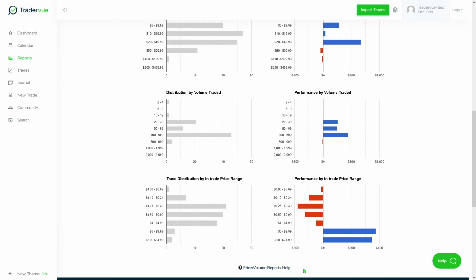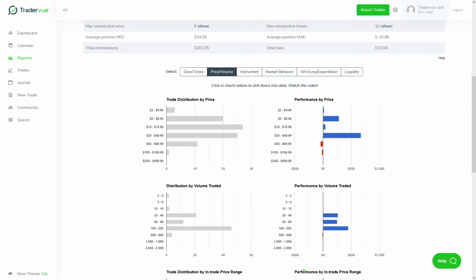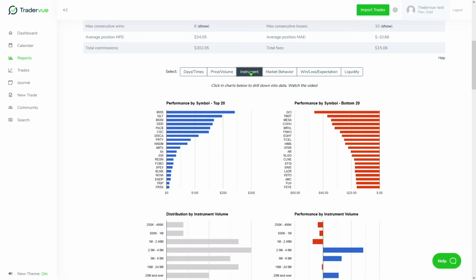So one section that I like to take a look at right away is the instrument section. If we scroll over and click on instrument, right away what we can see is our best 20 trades and our worst 20 trades. This is basically an invitation for the trader to review his best 20 trades and his worst 20 trades and get the most out of that. Basically see what you should be doing more and what you should be doing less.